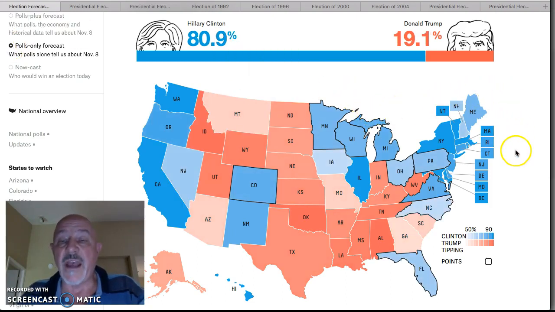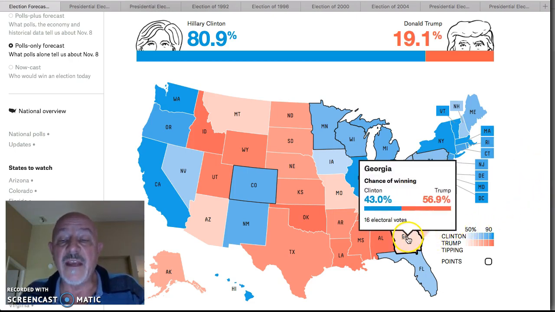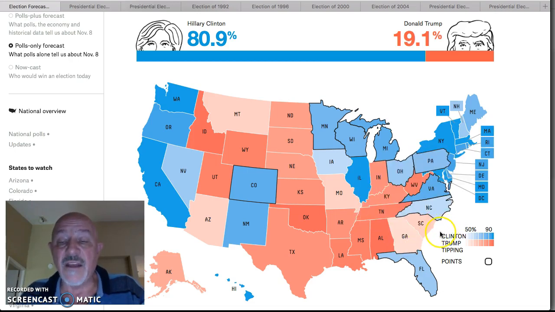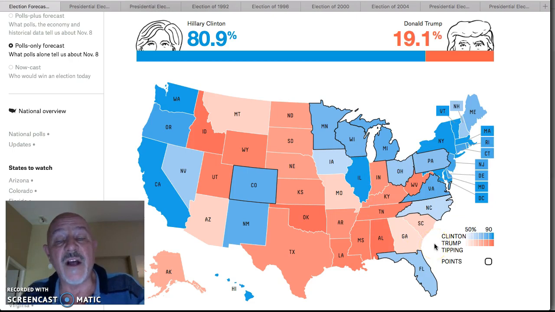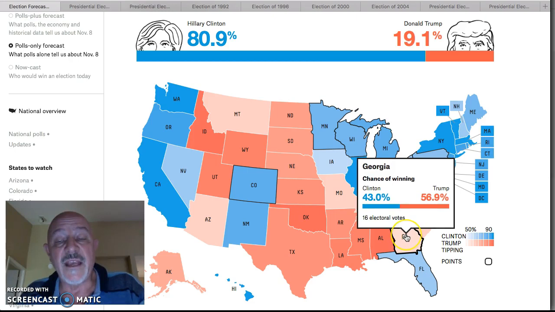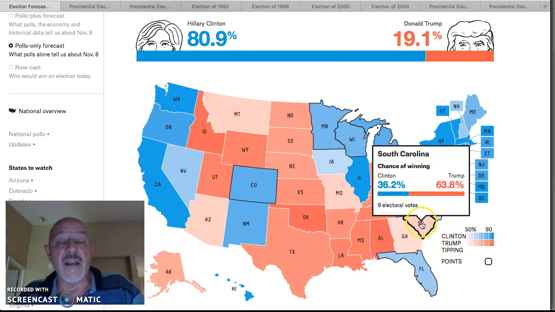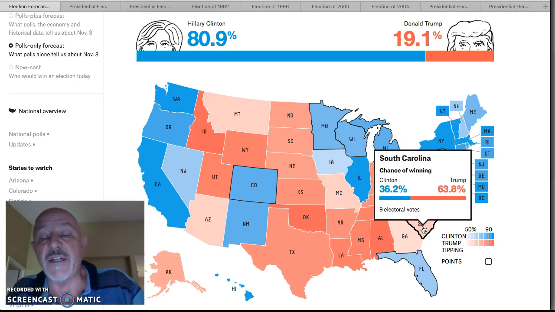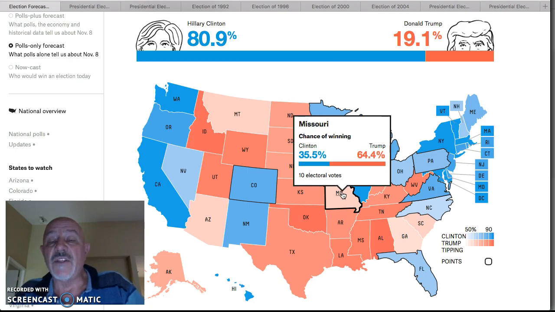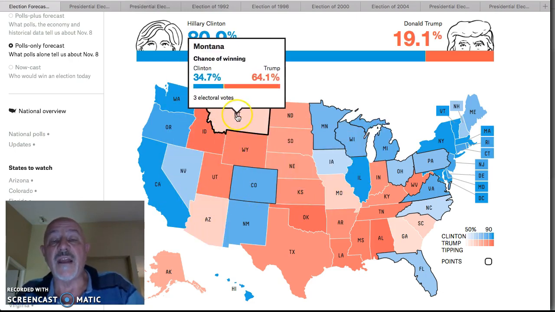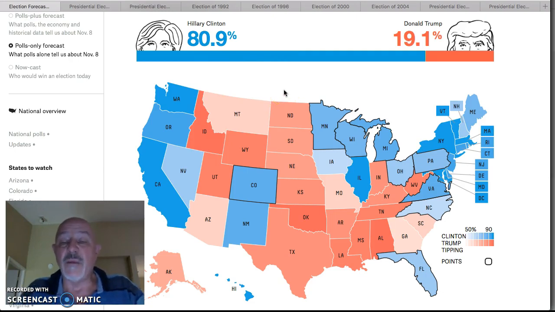Now, let's look at the polls-only forecast. In the polls-only forecast, we see that Georgia is a state that one would think would vote for Republicans. It has practically always voted for Republicans, but it is only a 56.9% chance that Trump will win it. South Carolina, a better than 60% chance that Trump will win it, but it is a lighter shade. We've also got Missouri, Arizona, and Montana. These are states that normally you would anticipate the Republican candidate is going to win, but yet they are the lightest.